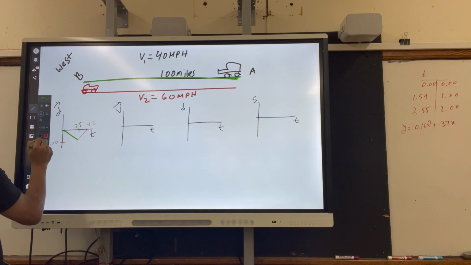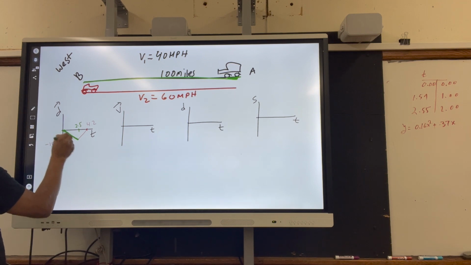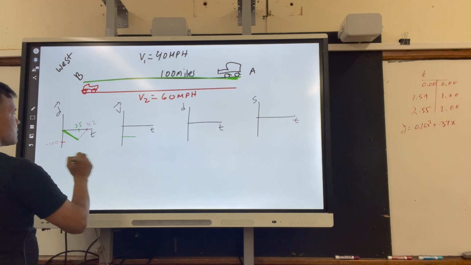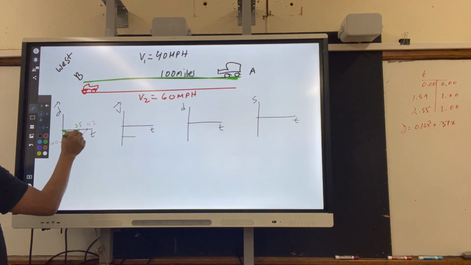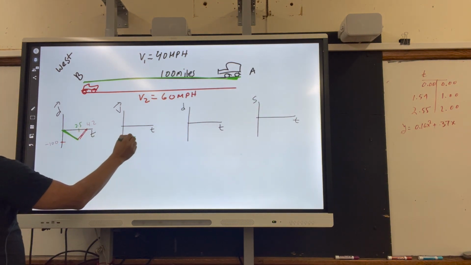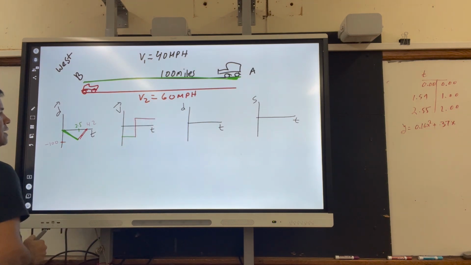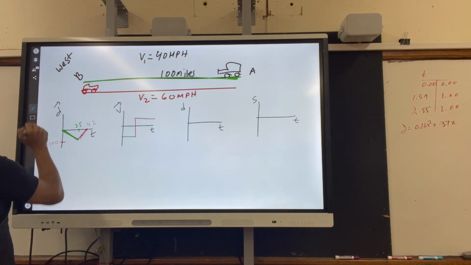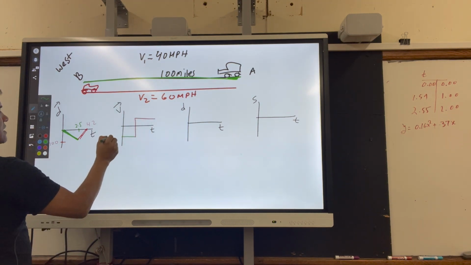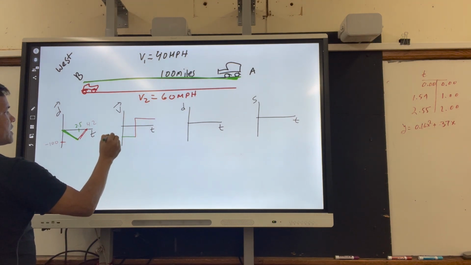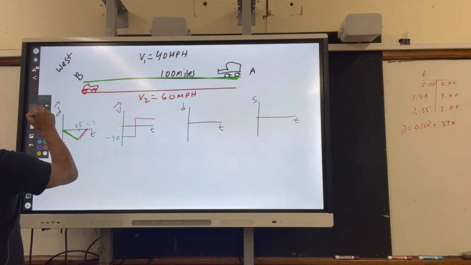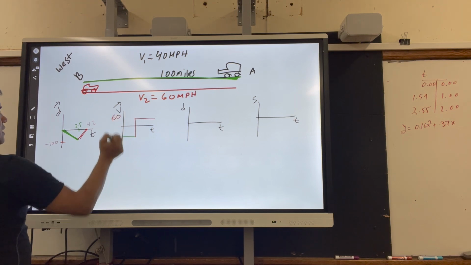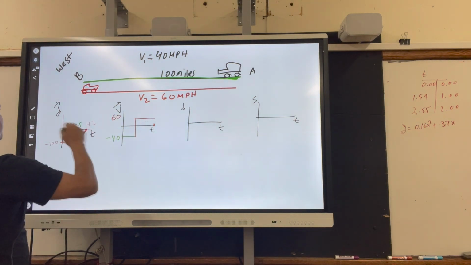Good. Now we're going to take the slope of this one. The slope of this one would be this, and we're going to take the slope of this one. The slope of this one would be this. So then what would be the coordinates? This would be negative 40, and this would be 60. And this is 4.2, of course.